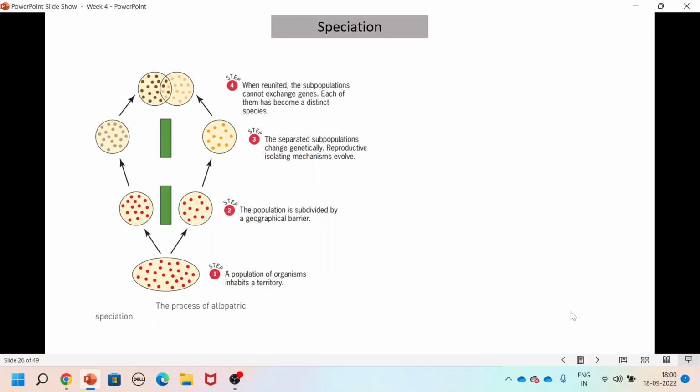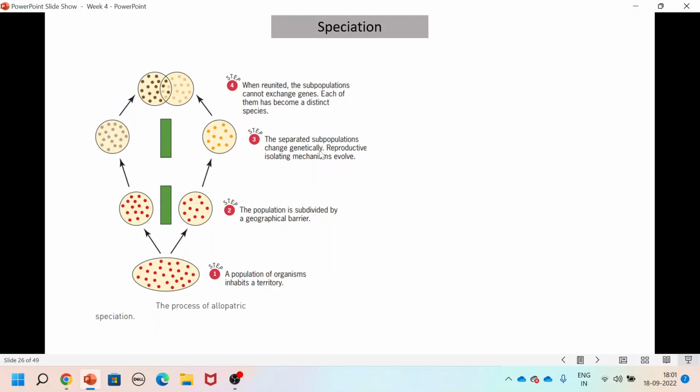So, basically, what are the different kinds of speciation that may happen? The first is allopatric speciation, and it is a very common process that leads to speciation. Suppose there is a population of an organism that inhabits a territory. Due to some geographical barrier, the population is divided into two subpopulations. Let's say a river started passing through a forest, and then the individuals from one side cannot move to the other side. Thus, during the course of evolution, the separated subpopulation accumulates some genetic changes.